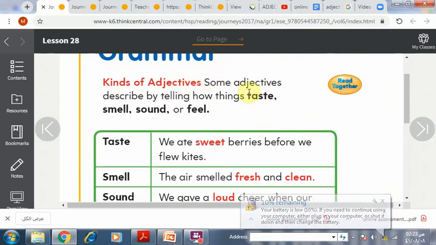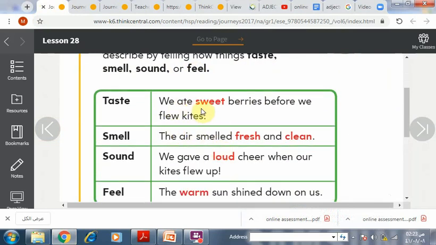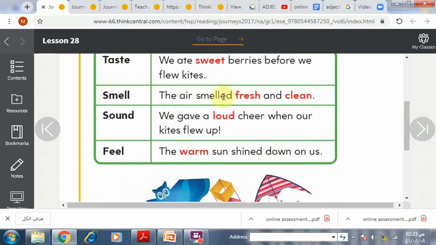Kinds of adjectives. Some adjectives describe by telling how things taste, smell, sound, or feel. Like, for example, the word sweet. We ate sweet berries. This is the noun which is being described, and this is the adjective describing the berries, or the noun, sweet berries. Sweet describes how something tastes. The air smelled fresh and clean. Where are the adjectives? Exactly, fresh and clean. These two are adjectives that describe how the air smells like.